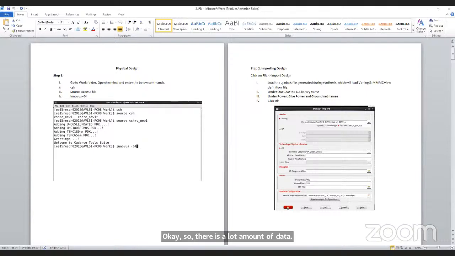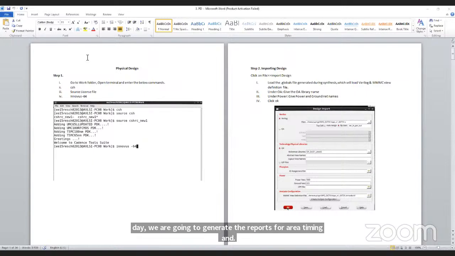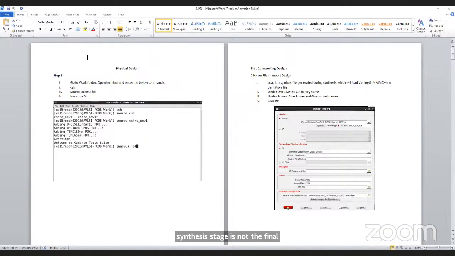So I am trying to recap for 5 minutes what we did in the past session. Based on synthesis, mapping, and synthesis optimization, in the last step we are going to generate the reports for area, timing, and power. And the timing and power report we got at the synthesis stage is not the final power report. It is based on the gate area, gate powers, and virtual routing or virtual clock nets power.